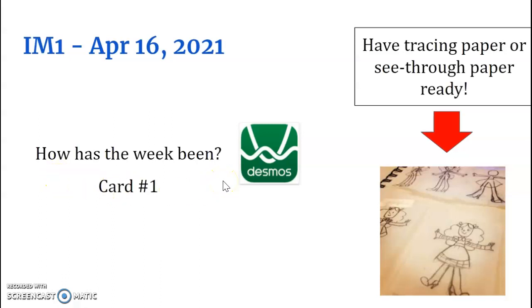So I would like you to try to complete Desmos card number 1. And also make sure you have your tracing paper or parchment paper or something that you can see through. You're going to need it today. And if you don't have it, you need to have it for next class because for rotation, you're going to have a really hard time if you do not have tracing paper. They are valuable for you to pick up from school at the office, or you can use wax paper or parchment paper if you have some in the kitchen, or any other see-through kind of paper.